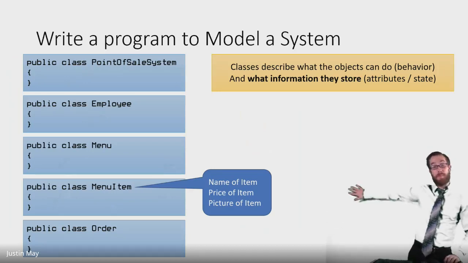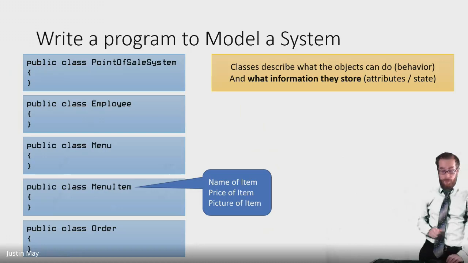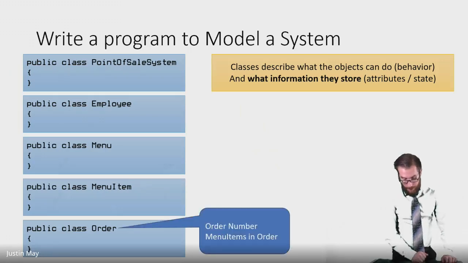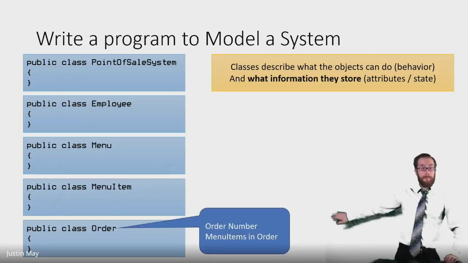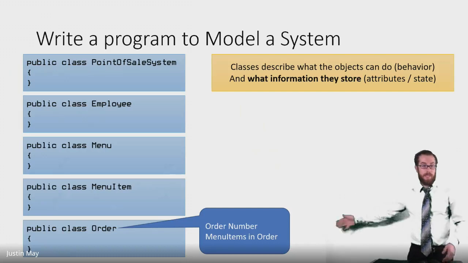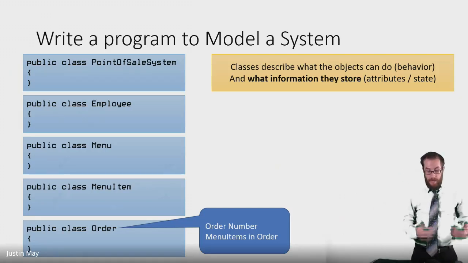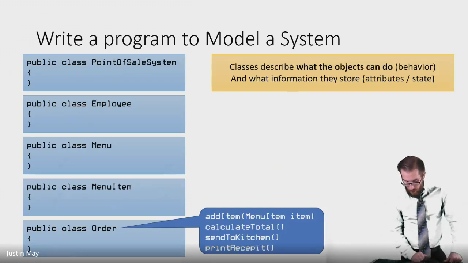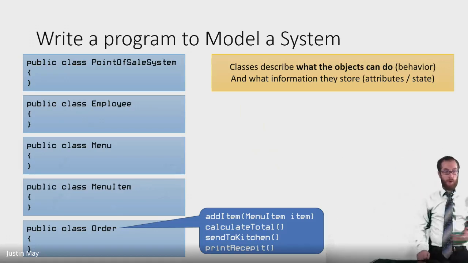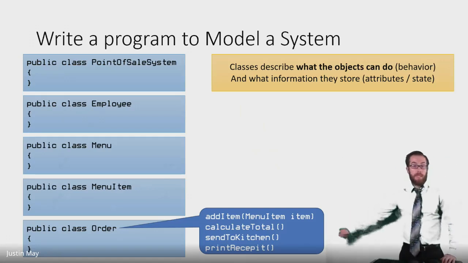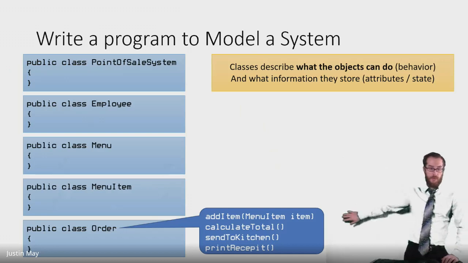It knows the name of the item, it knows the price of the item, it might have a picture of the item in it. An order might have an order number. It would have a list of the menu items, the things that are in that order. And then behavior, what can an order do? Well, you could add items to your order.